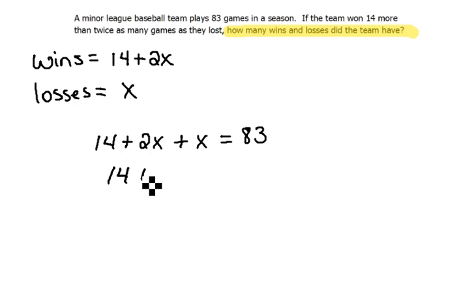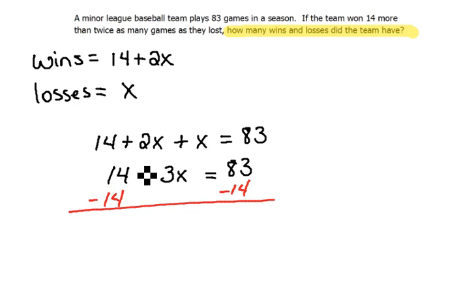So this would be 14 plus, we can combine our x's to get 3x equals 83. Now we need to get our x alone, so we're going to put our numbers together. I'm having to move the 14 across the equal sign, so it's like we're moving it from one pan of the balance to the other pan of the balance. So we're going to subtract 14 from both sides of the equation. Now we have on the left-hand side 3x equals, on the right-hand side, 83 minus 14 would be 69.